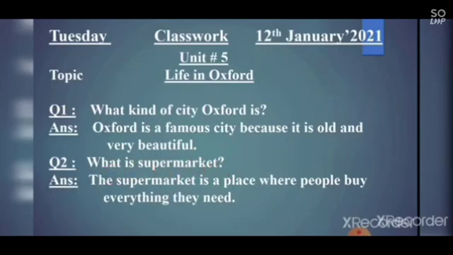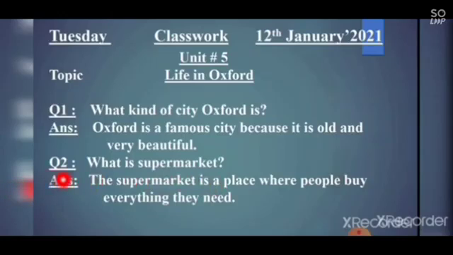Then as you all know, we have discussed also what a supermarket is. Supermarket is a huge departmental sort of market, and it consists of a lot of goods of daily use for the consumer needs. So consumers can buy all their required products for houses, offices, restaurants and homes. So now write down this answer. Basically, the supermarket is a place where people buy everything they need. So write down this answer.